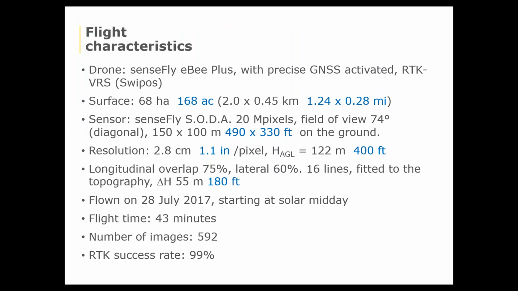A few flight characteristics. So as mentioned, EB Plus with this precise GNSS activated, and we were with this virtual reference station, the SweepPos service that was used here. The surface: 68 hectares, 168 acres.